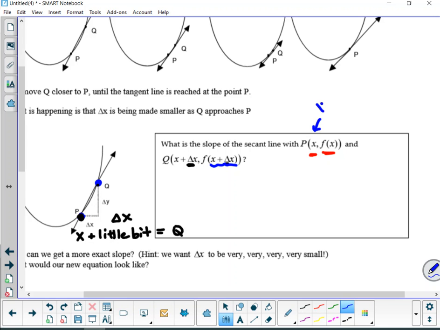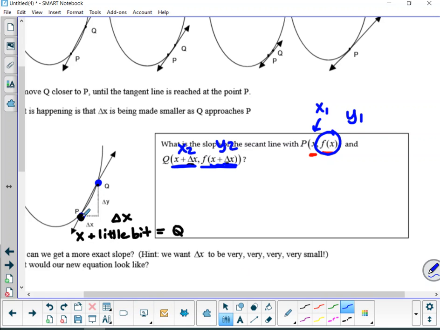So this is like an x1. That is essentially y1. This is x2, and this is y2. They look super scary, but they're just ways to represent 2 distinct points on the curve, and relate them to each other. Yes, question? Yeah, sure.